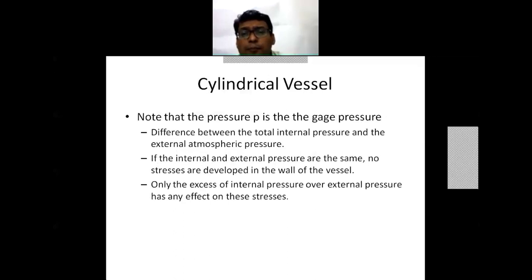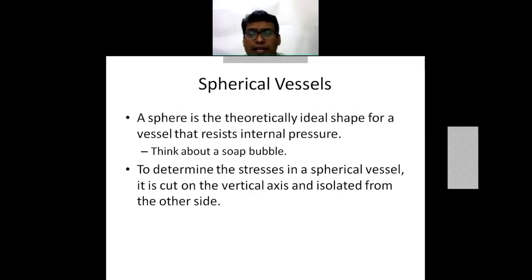One has to note that this pressure P is your gauge pressure, the difference between the internal pressure and the external pressure. This is the difference between the total internal pressure and the external atmospheric pressure. That is the gauge pressure. If the internal and the external pressures are the same, then no stresses are developed in the wall of the vessel. Only the excess of the internal pressure over the external pressure has any effect on these stresses. It is the internal pressure that creates these stresses in the body of the vessel.